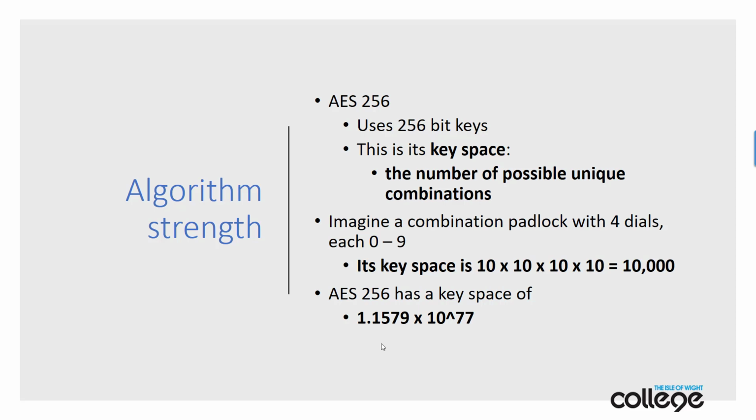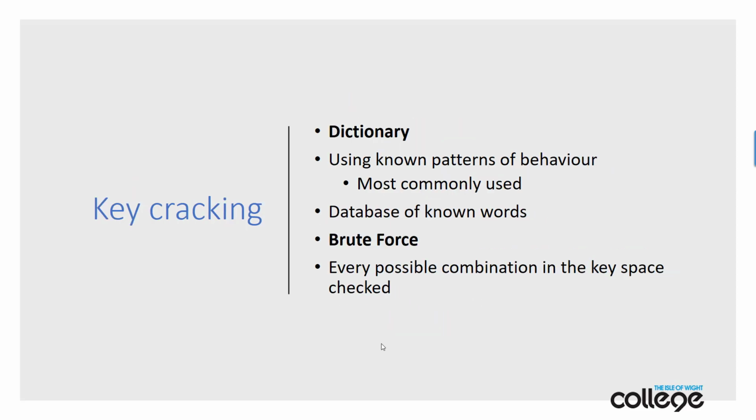If you imagine a combination padlock with 4 dials, each has 0 to 9 on it, very common. Its key space is, because there are 10 on each dial, 10 times 10 times 10 times 10, which is 10,000. There are 10,000 unique combinations on that padlock. So what does AES 256 use? It has 256 bits in the key space, which works out to be 1.1579 times 10 to the power 77. That is a very large number, and effectively we couldn't use that number of possible combinations to easily discover the key that has been used.